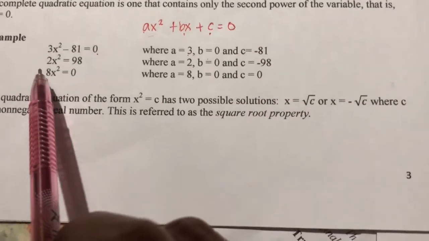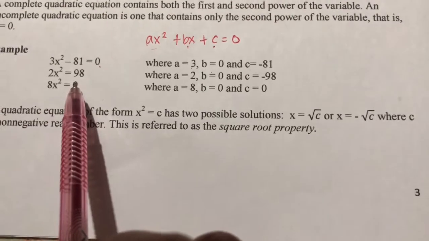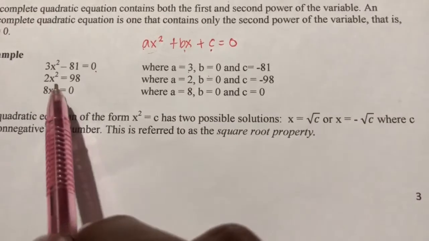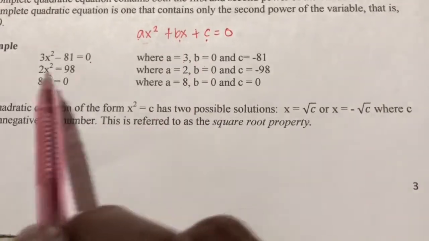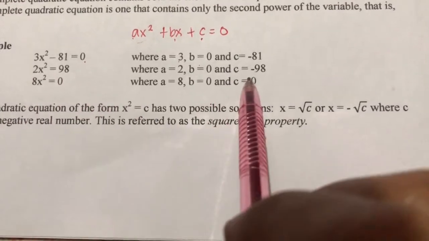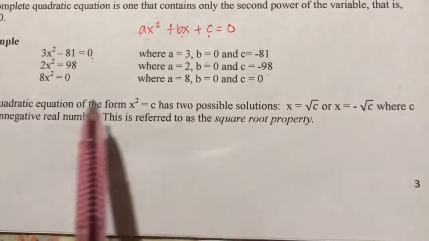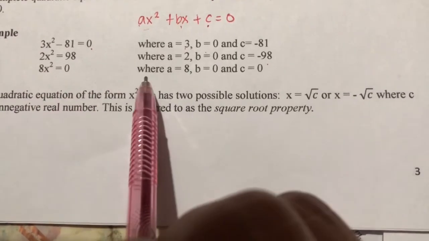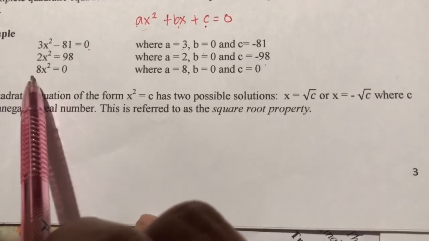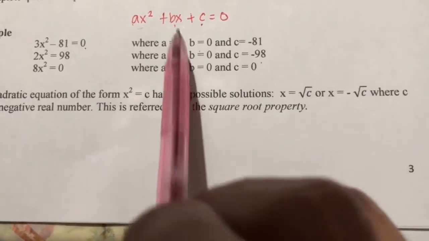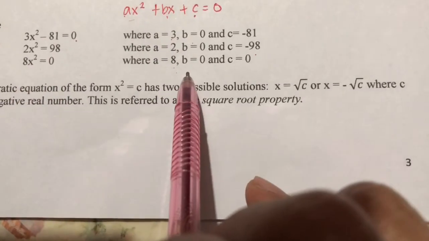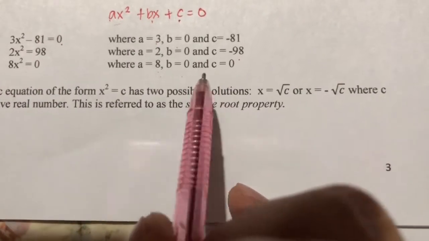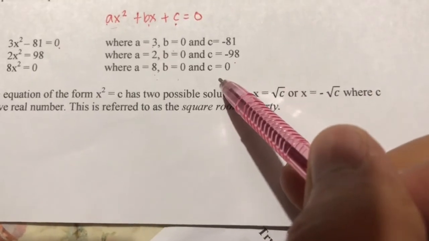Another example, 2x squared is equal to 98. Ang a natin is 2. Ang b pa rin natin ay 0 kasi wala tayong x na nakikita dyan sa equation na yan. And c is our constant term, negative 98. Next, 8x squared is equal to 0. Wherein a is what? Yung katabi ng x squared, and that is equal to 8. b, wala tayong x na nakikita dito, therefore it is equal to 0. And our constant term, wala na rin, so that's why we are going to write c equals 0.